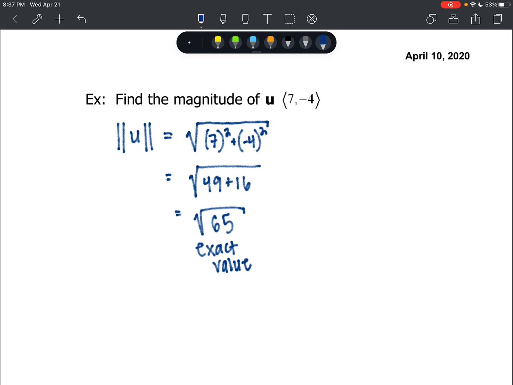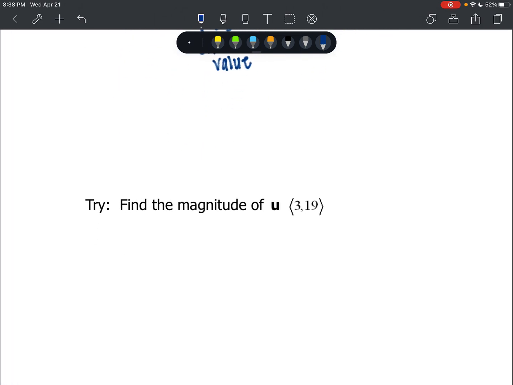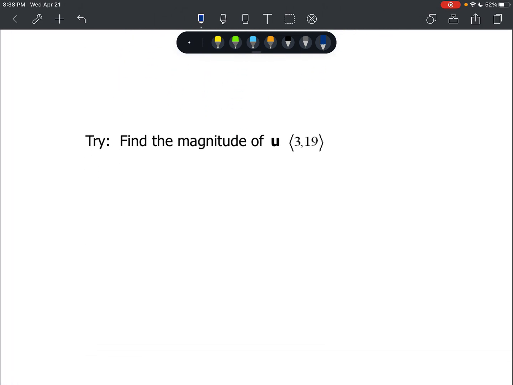And if we want a rounded value, it's approximately 8.1. I would go out 3 decimal places, but 8.1 gives you the idea of your approximate value. So I just want to make sure that we know that we're talking about an approximate because that's an irrational number, square root of 65. Okay, you go ahead and try, find the magnitude of u. Press pause, and when you're ready to reveal the answer, come on back.